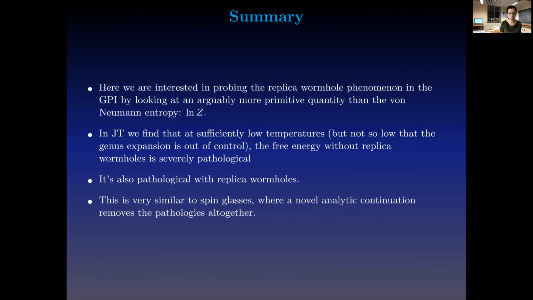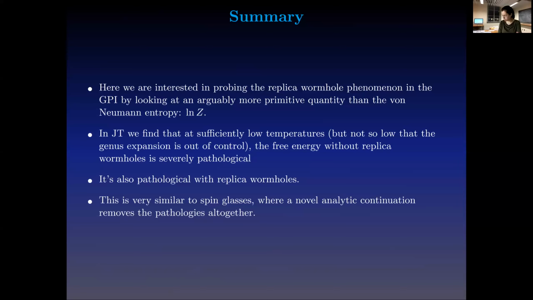And in JT gravity, and I should say also in CGHS, although I didn't have a chance to talk about it here, we find that at sufficiently low temperatures, but not so low that the genus expansion is out of control, the free energy without replica wormholes is severely pathological. So this cannot be the right answer. Now, it also appears to be pathological with replica wormholes, although there are multiple outs.